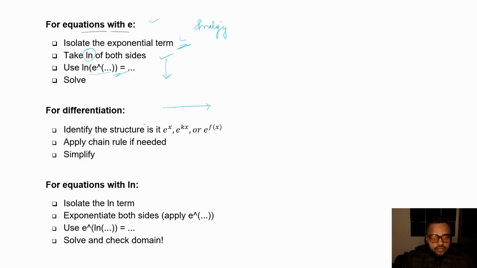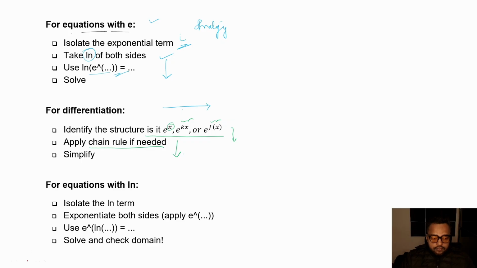Okay, I'll write it. Now for differentiation, the strategy is to identify the structure, that is, whatever the power of e is, whether it is in the form of kx, or in the form of f(x), or it is normal x. Afterwards, we need to apply the chain rule. If the power has any certain number with x, then k e raised to the power kx will be the differentiation. If it has any function, then the differentiation will be f prime x cross e raised to the power f(x). Then afterward we can simplify.